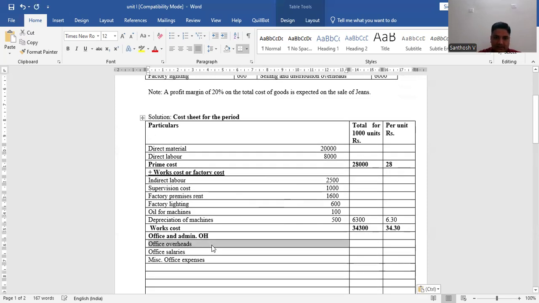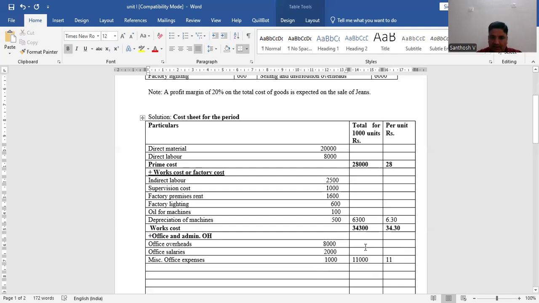That also is supposed to be written in the inner column only. So office overheads, that is 8,000. And then office salaries, we have 2,000 rupees. And miscellaneous office expenses, we have 1,000 rupees. Altogether, 8 plus 2, 10. 10 plus 1, 11. So altogether you got 11,000 rupees. 11,000 divided by 1,000, in the sense you will know 11 rupees.